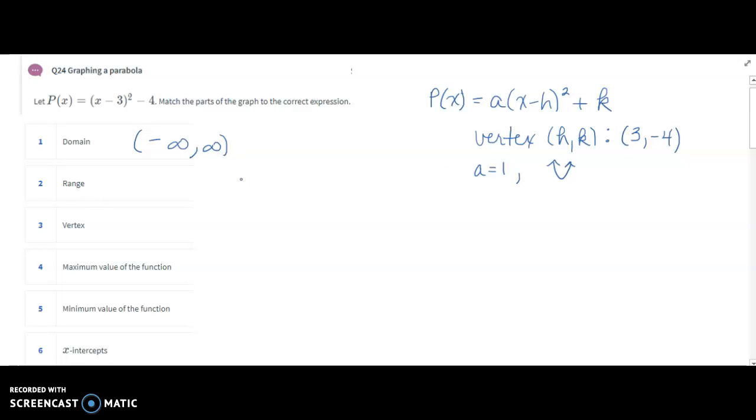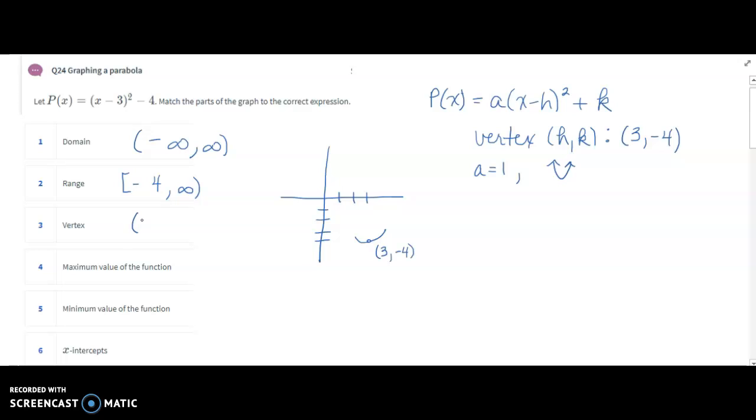Because the range tells us the y values, and we know that the graph has the vertex at (3, negative 4), and we know that the graph opens up from that point, the smallest y value is going to go up. So the smallest y value is negative 4, and then it goes on up. So the range is negative 4 to infinity.